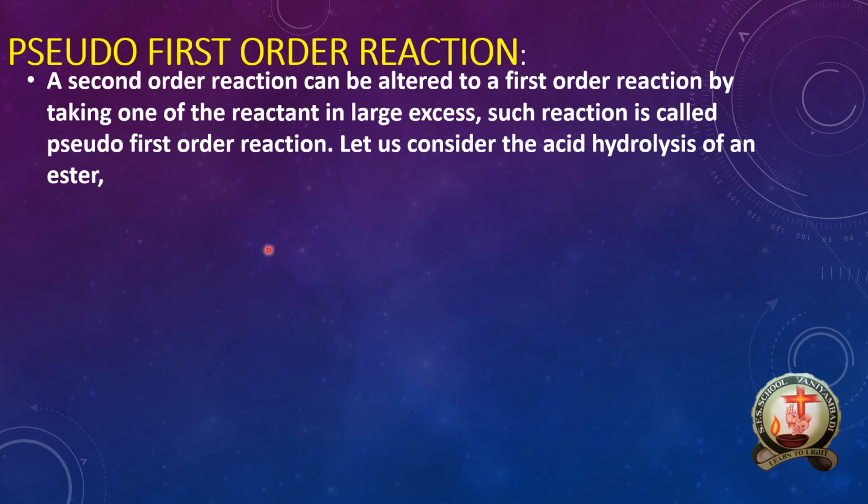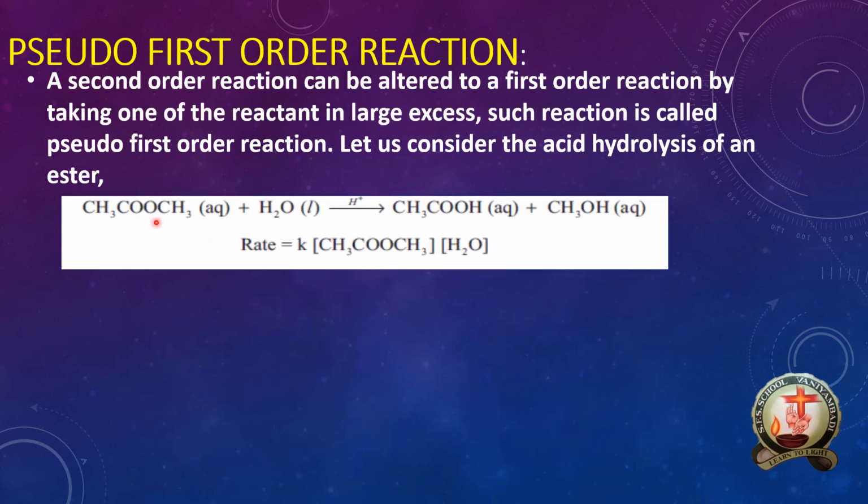This was very helpful to find out the reaction mechanism. The kinetic study of higher order reactions is difficult to follow. For example, in a study of a second order reaction involving two different reactants, I have shown one example: an ester and water. In this, one is maximum and one is minimum. We take one reactant in large excess, and such a reaction is called a pseudo first order reaction.